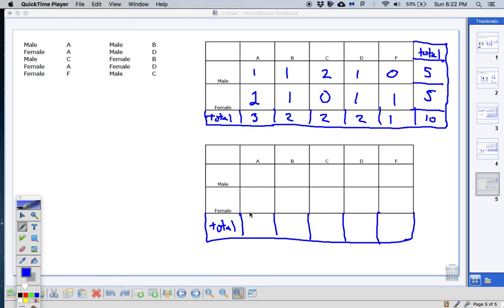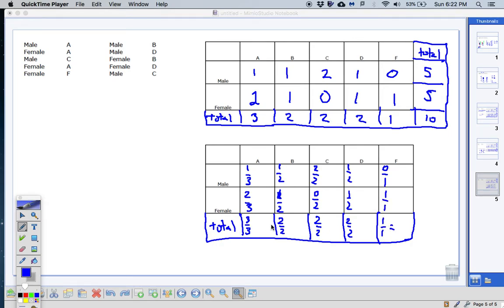Well, the total for A is 3, so males are going to be 1 out of 3. Females are going to be 2 out of 3, for a total of 3 out of 3. And then here for B's, there's only a total of 2, so this is going to be 1 out of 2, and 1 out of 2 again, for a total of 2 out of 2. For C's, we got 2 out of our total of 2, and 0 out of 2, for a total of 2 out of 2. Again, we have 2, so we're going to have 1 out of 2, 1 out of 2, for a total of 2 out of 2. And lastly, over here, it's out of 1, so this is 0 out of 1, 1 out of 1, which is 1 out of 1.